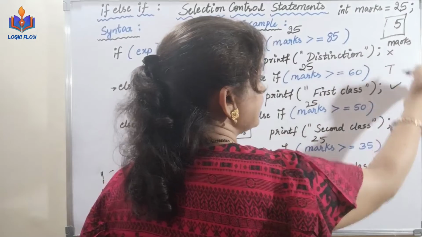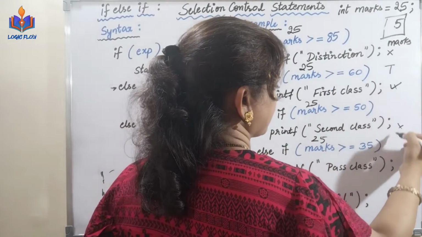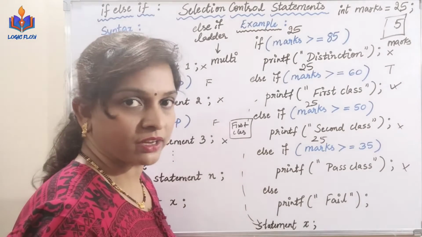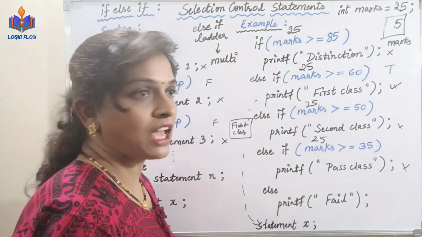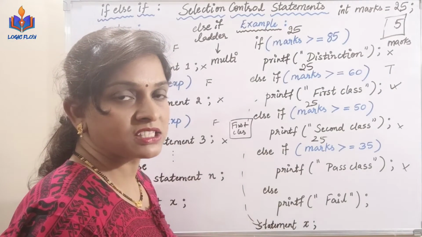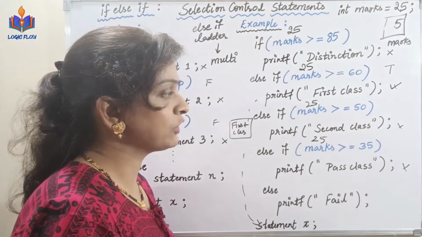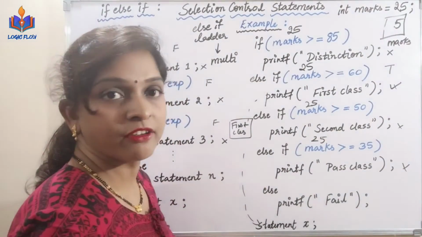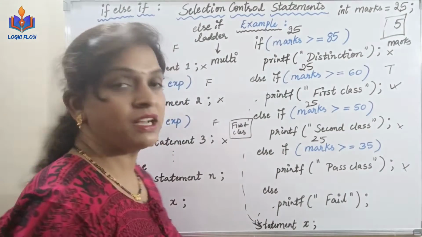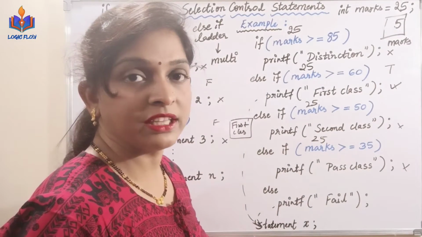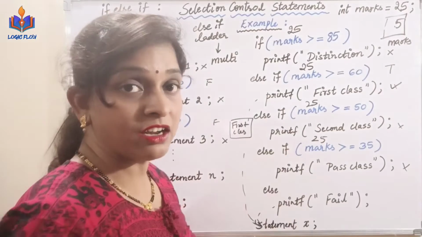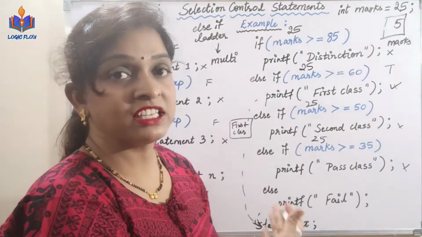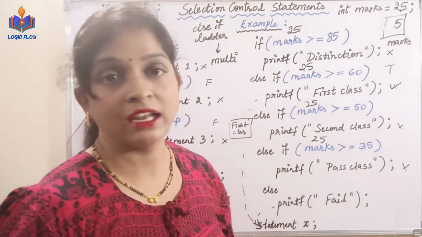So all these statements didn't execute. I came to the else part. Finally, nothing to check. The marks in the variable marks is 25, it is not greater than or equal to 35 also, so obviously I'll come to else. I'll get the message, fail, then control goes to statement X. So this is what happens with the if, else if. It's a ladder, a multiple branching statement. That is why we call it if, else if, or the else if ladder.